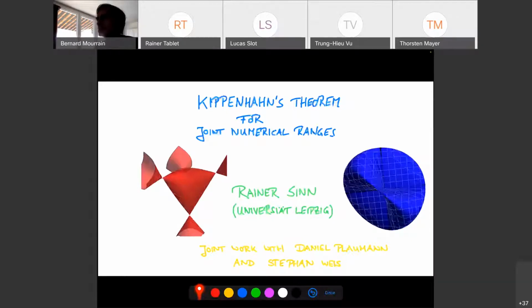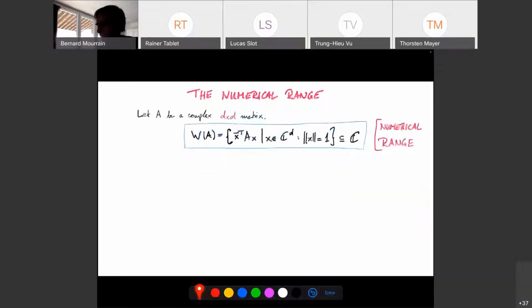So my talk today is based on a joint paper with Daniel Plaumann and Stefan Weiss, and so the topic is also closely related to Daniel's topic, so you will see hyperbolic polynomials again and spectrahedra. So this theorem is about the numerical range. This is a thing that I believe comes maybe from physics. Anyway, here's what it is.